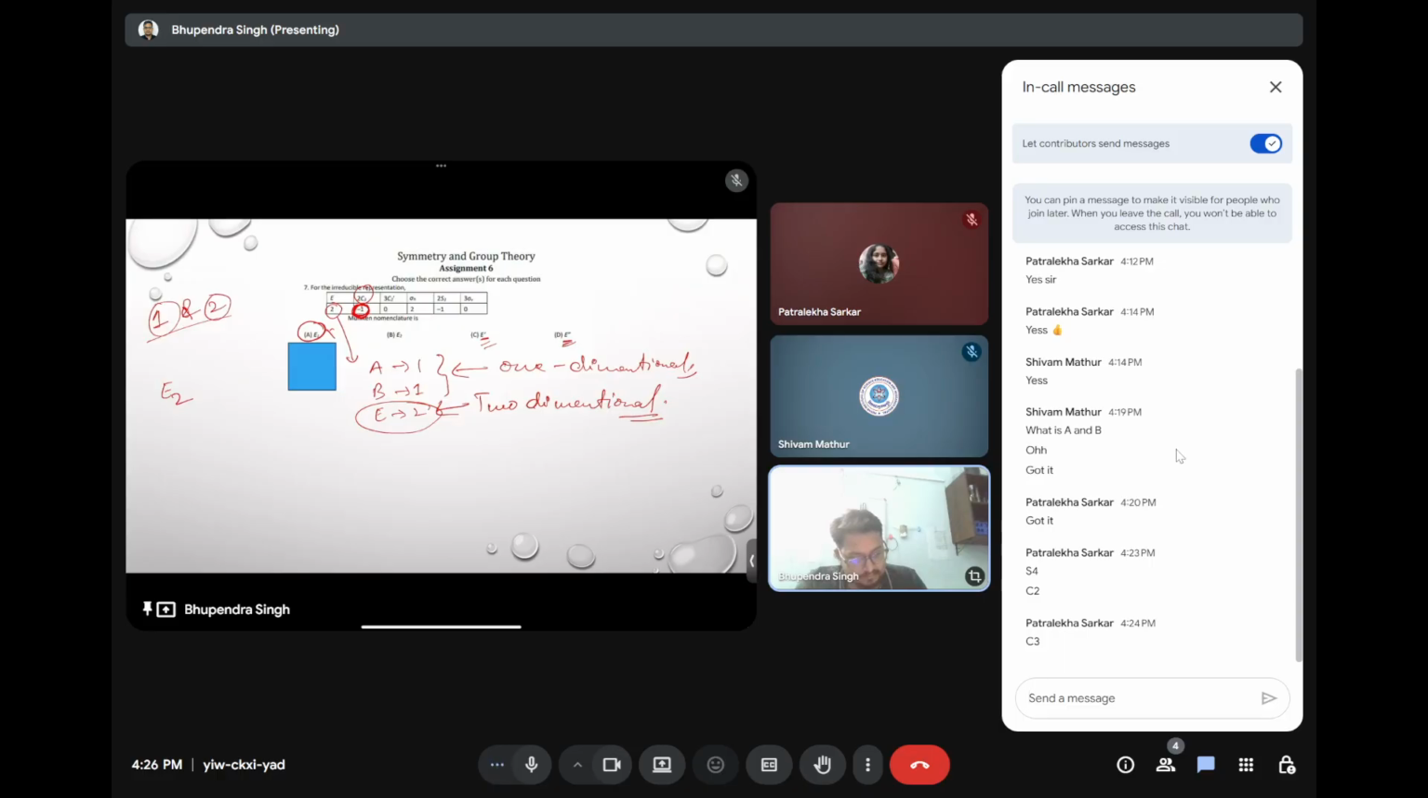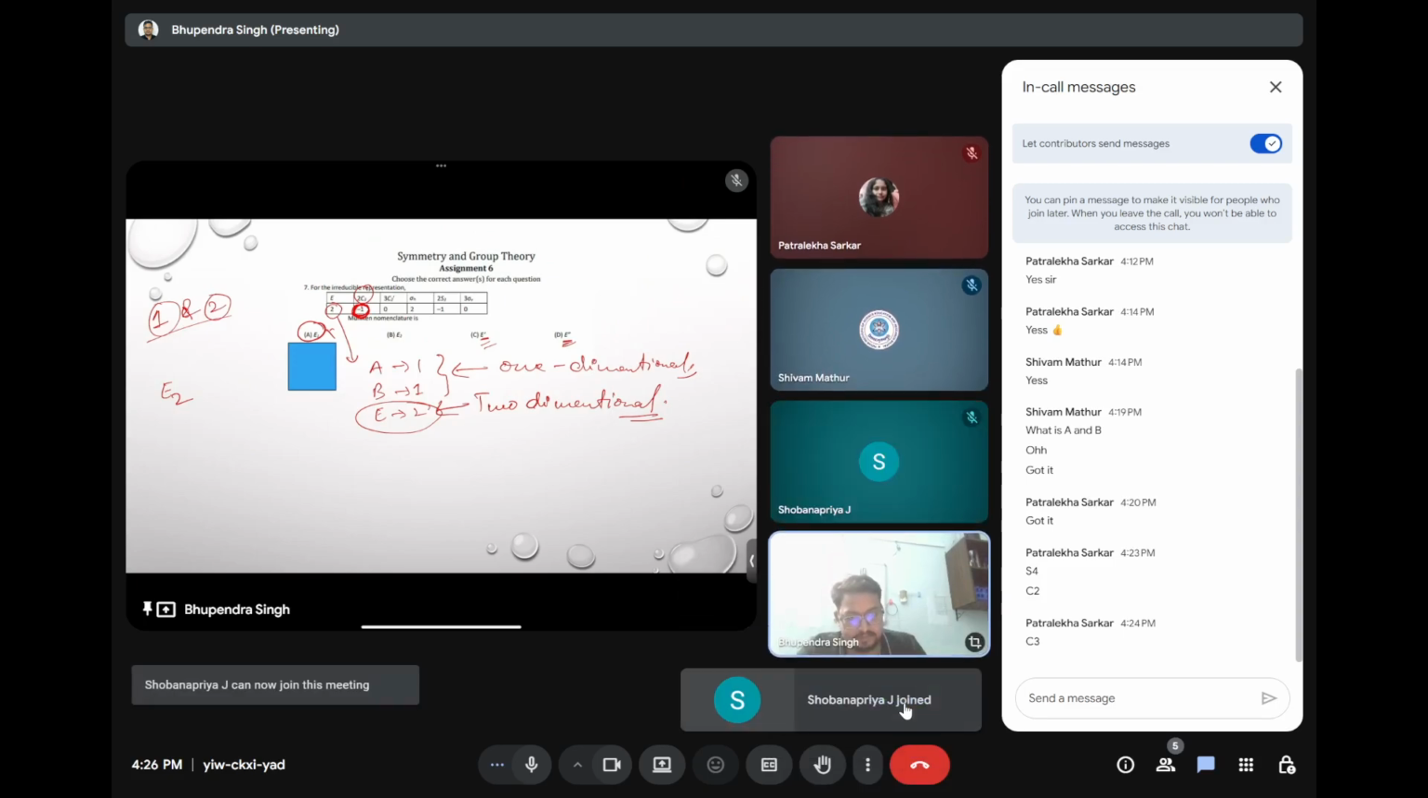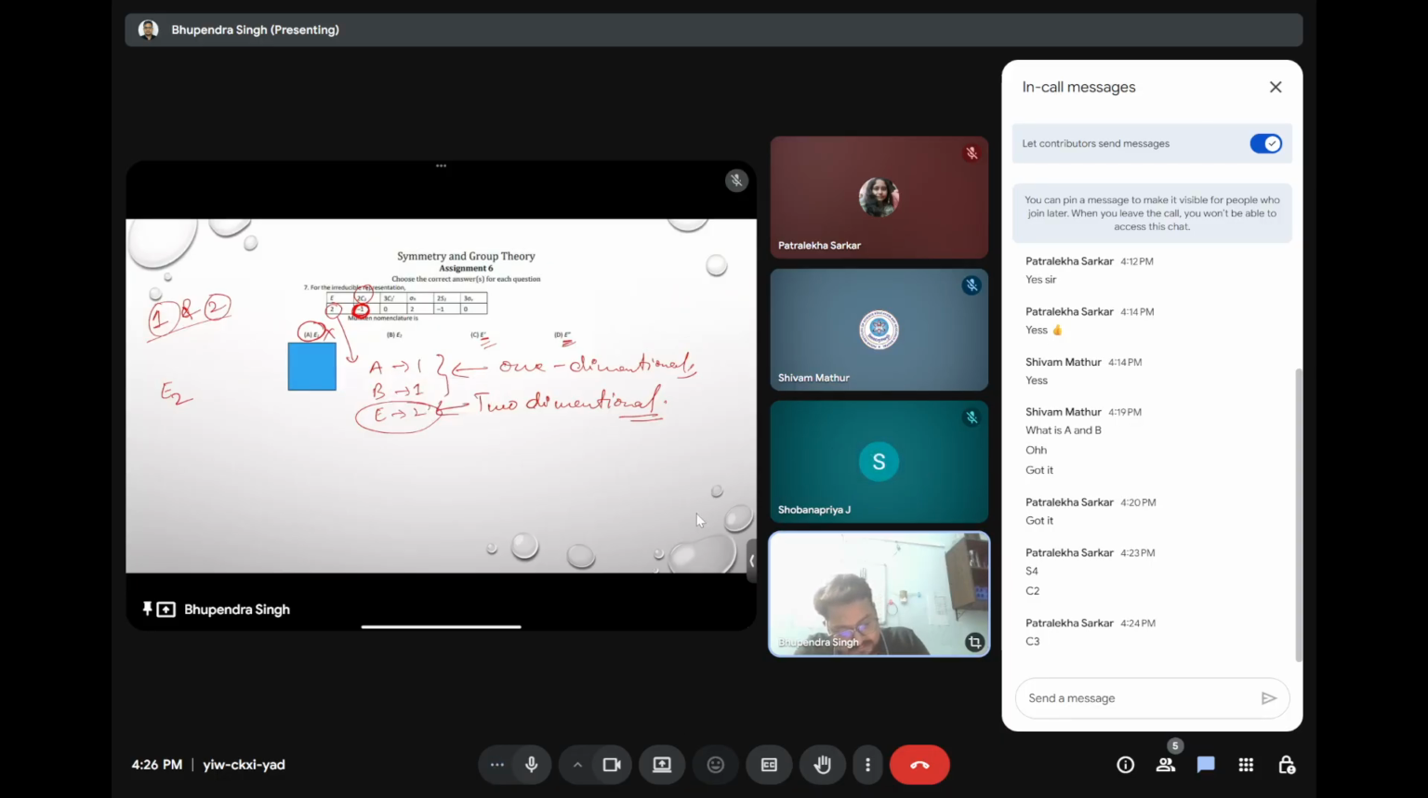Then, okay, then sigma h. This sigma h. What is it? It is positive. Okay. So this is symmetric.